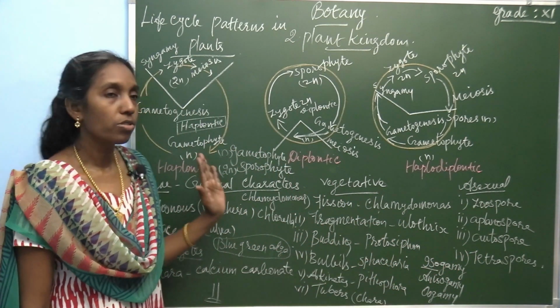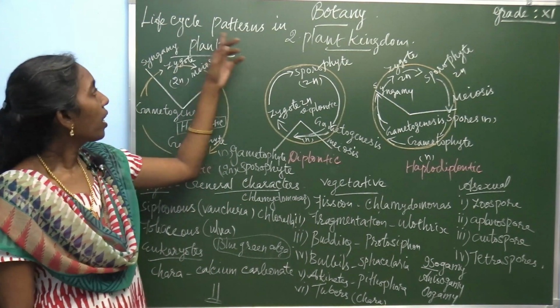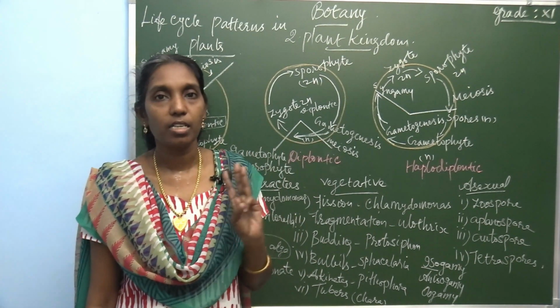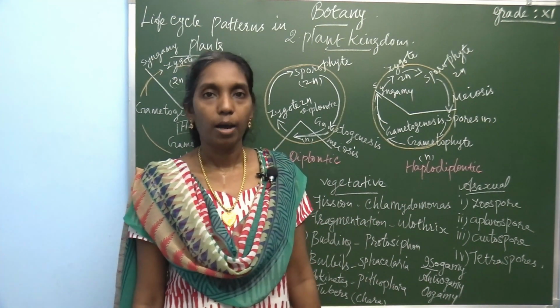So today you learned 2 questions. One is general characteristic features of algae, another one is life cycle patterns in plants. There are 3 different types: haplontic, diplontic and haplodiplontic.